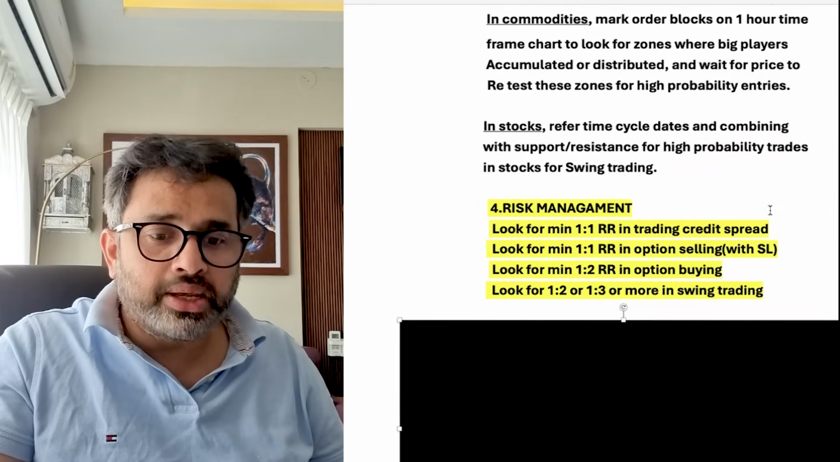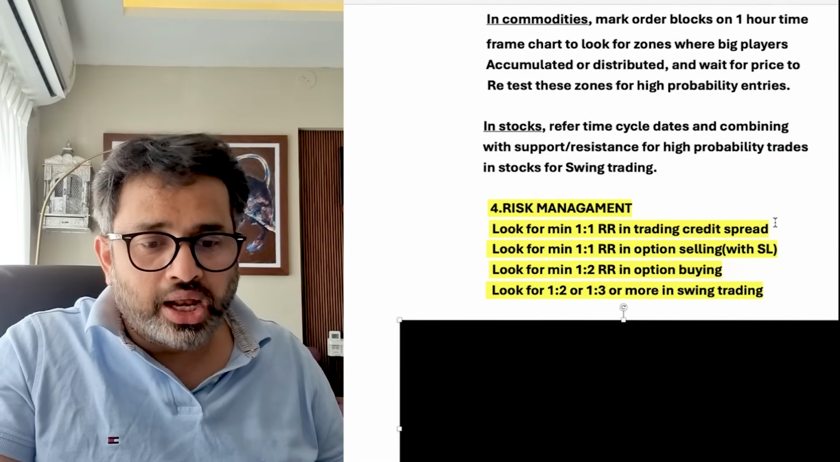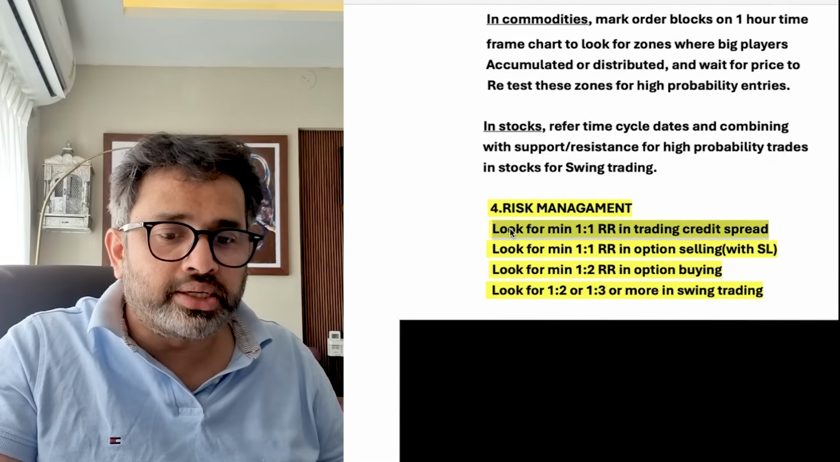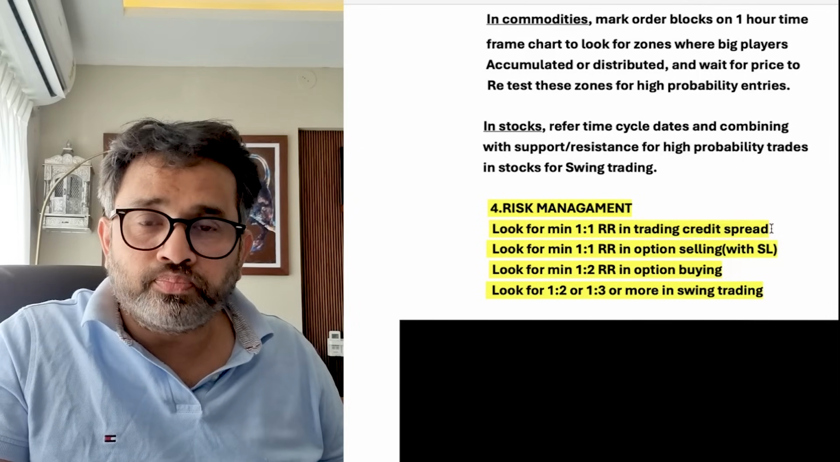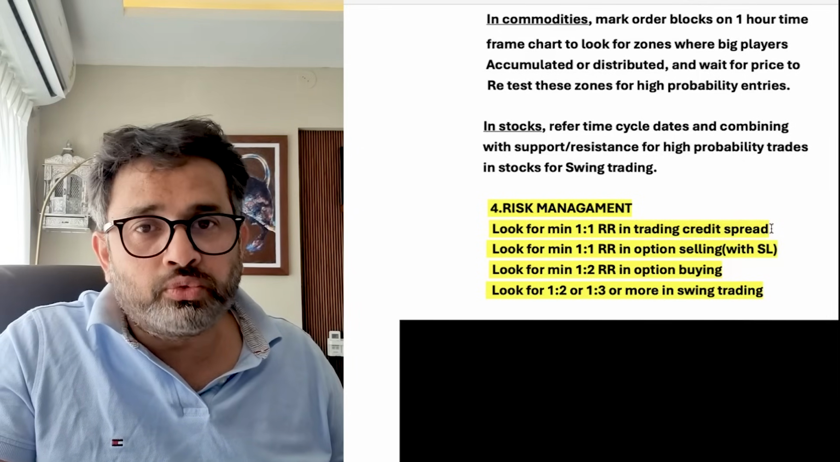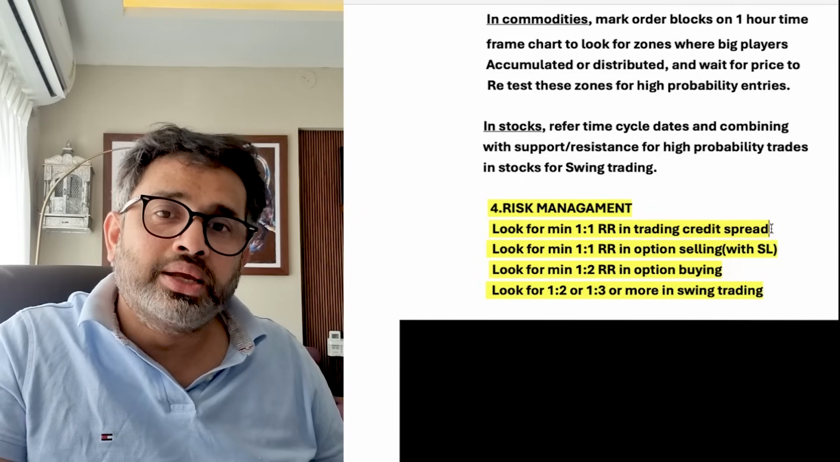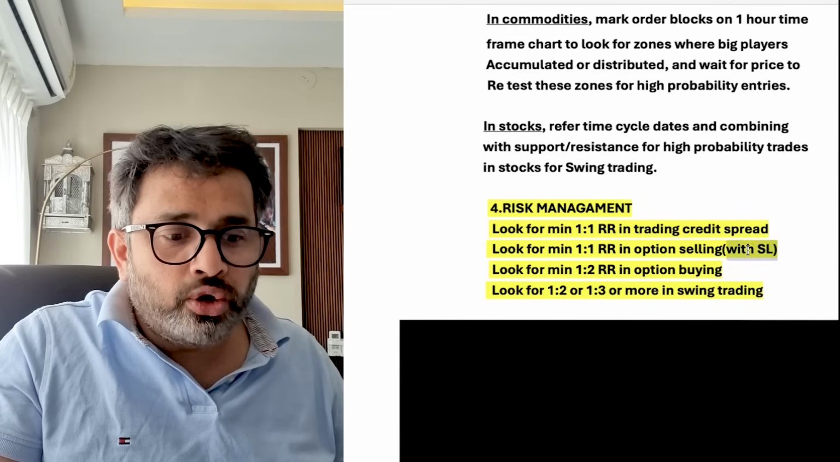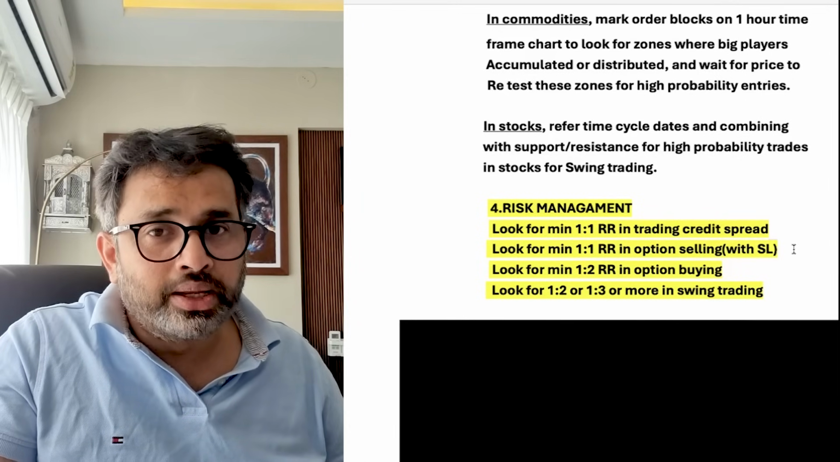Okay, so risk management is very important as strategies. So already I discussed that when you want to trade in credit spread, at least look for minimum 1:1 credit spread. If you see that risk reward is not even 1:1, then don't trade in credit spread, because it all comes to the risk reward in trading. So when you are trading option selling, then also look for 1:1 minimum. That is what I said.